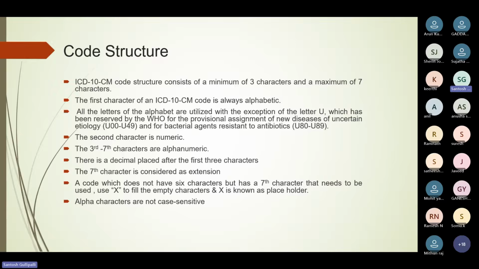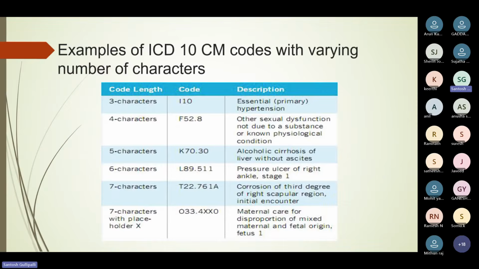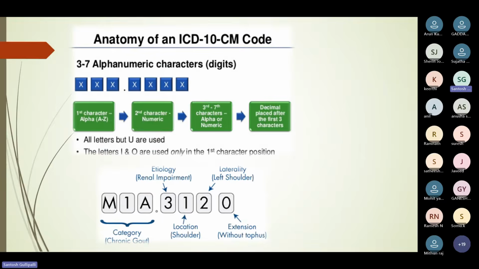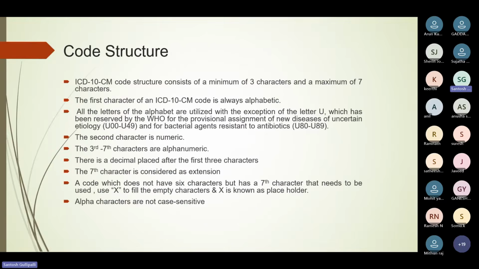Decimal means dot. After the first three characters, for example F52.8, K70.30, L89.511. The point means that is the decimal. As per the ICD-10 code structure, after 3 digits one decimal point is added. They are saying there is a decimal placed after the first three characters. The seventh character is considered an extension.